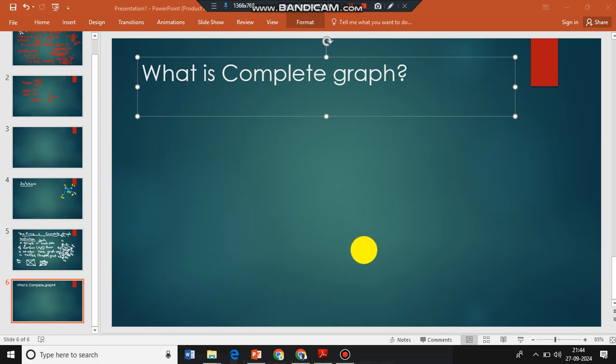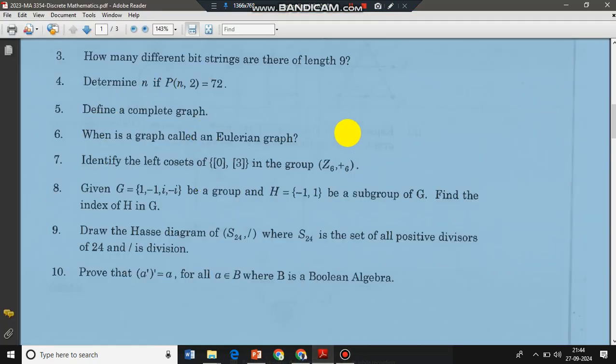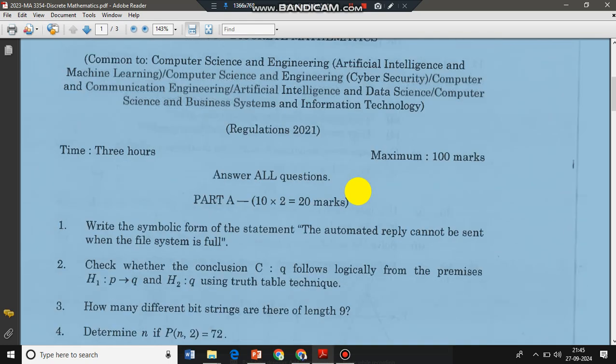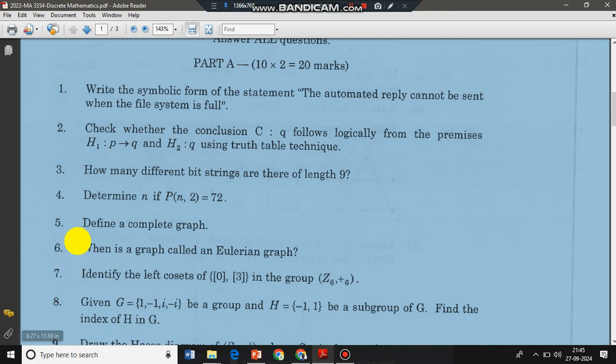What is a complete graph? Now look at that. This is a university question that appeared in 2023 in the month of November and December. Now the question is: define a complete graph.